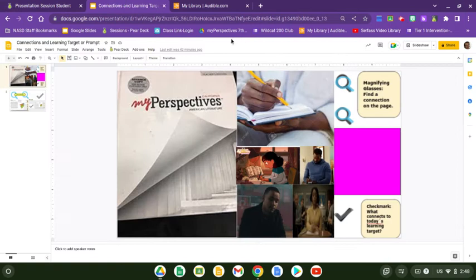So we're going to be looking for connections using these blue magnifying glasses, and we're going to be looking for parts that connect with the learning target using this check mark. Now, let's say you have a broken computer or you ran out of power, whatever. You'll be taking notes on paper, or if you were given a printout, you'll draw magnifying glasses or make a check mark, just like all these students are doing on their papers and in their textbooks.